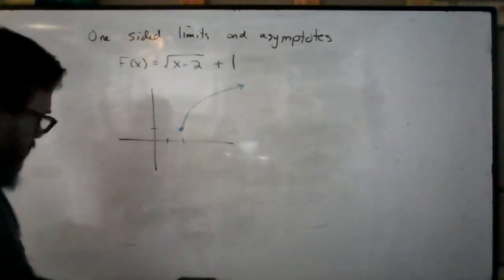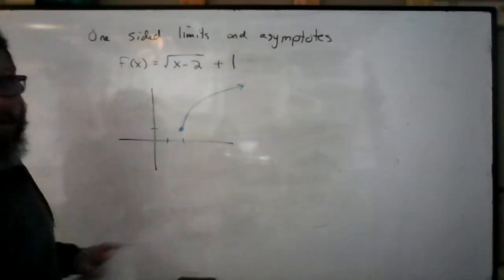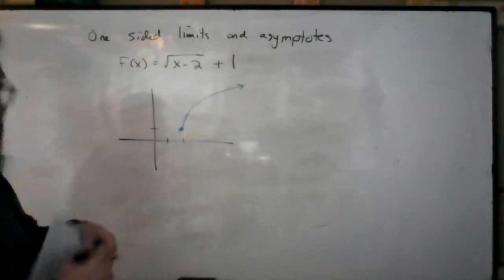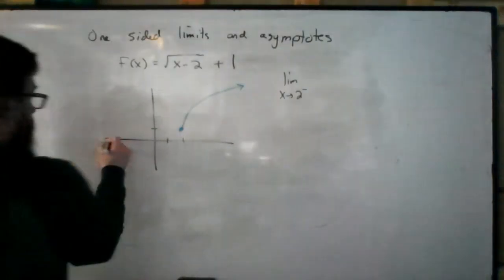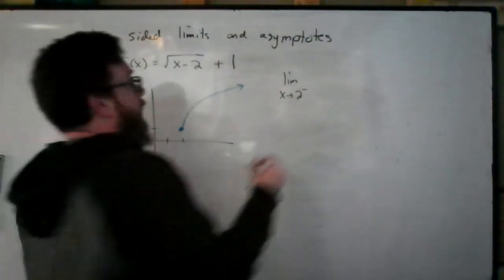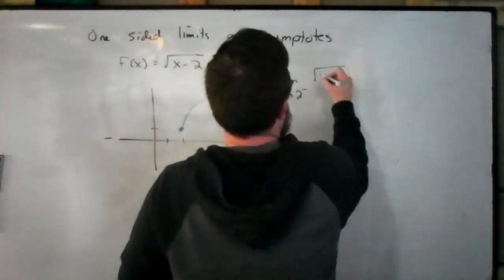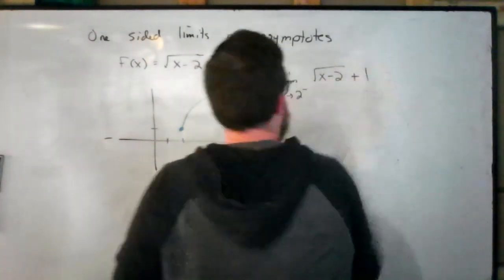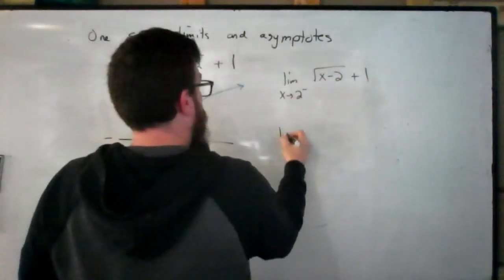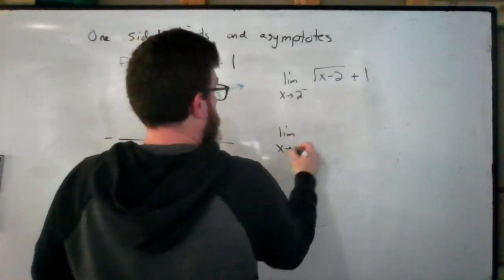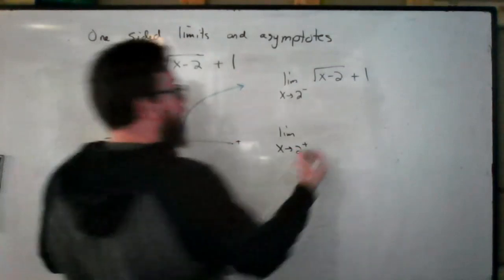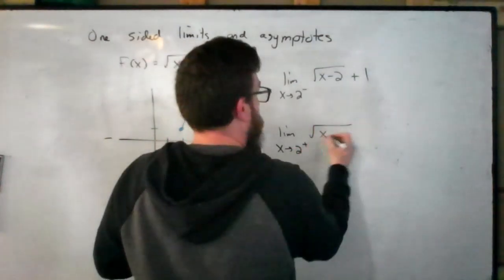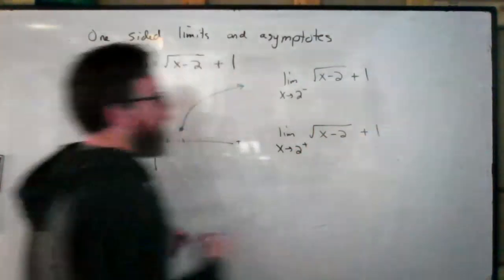Now we can ask, what's the limit from the left and what's the limit from the right? So from the left, left means from this negative side. So our f of x is the square root of x minus 2 plus 1. And then I can also ask, what is the limit as x approaches 2 from the right-hand side, so from the positive direction, of the square root of x minus 2 plus 1.